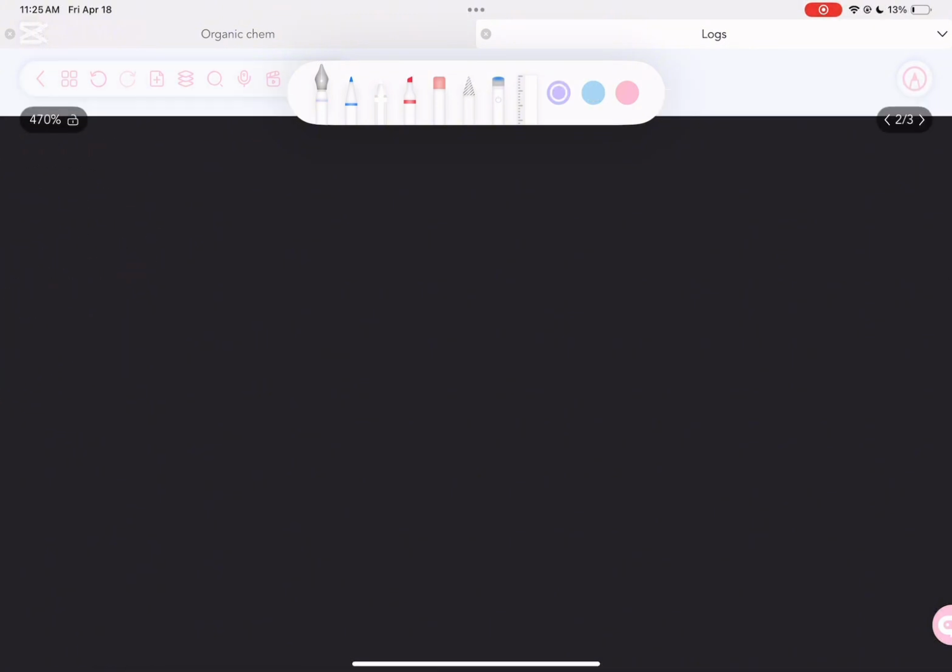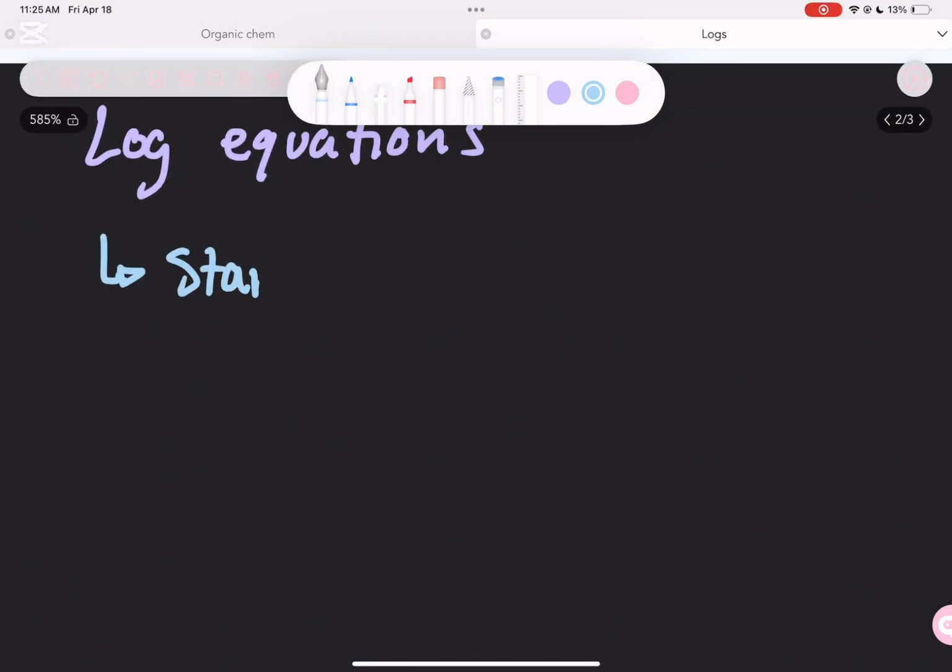Let's go do some log equations then. This is when you get a bunch of log terms and you have to figure out the value of x. So, some helpful tips. You always want to start with restrictions, because oftentimes you'll end up with more than one answer, and then you'll have to eliminate one of them, because unless they ask you for multiple values, you only have one value for x. So start with restrictions.